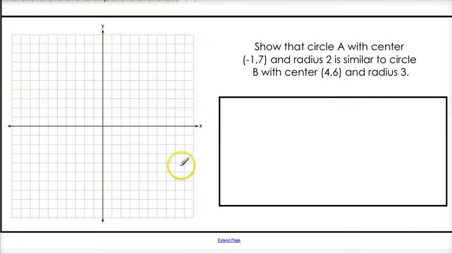All right, for our final one, we're going to show that circle A with a center of -1, 7 and a radius of 2 is similar to circle B with a center of 6, -1 and a radius of 3. So this is basically the same question, right? But it's just not drawn for us. So let's just do some drawing. So we go to -1, 7. That is circle A. And then we have circle B, which is centered at 6, -1.